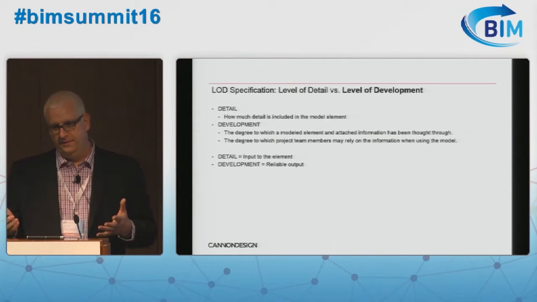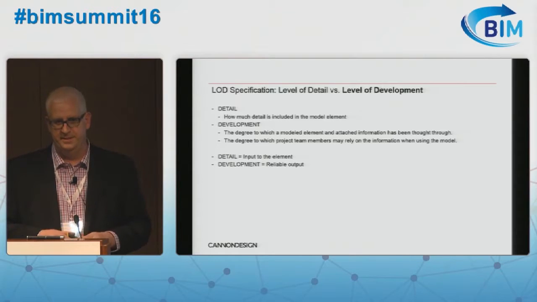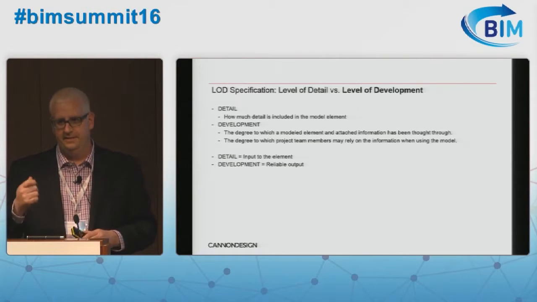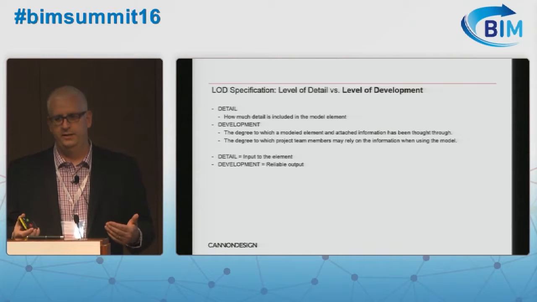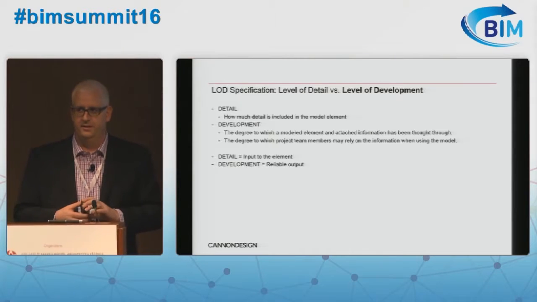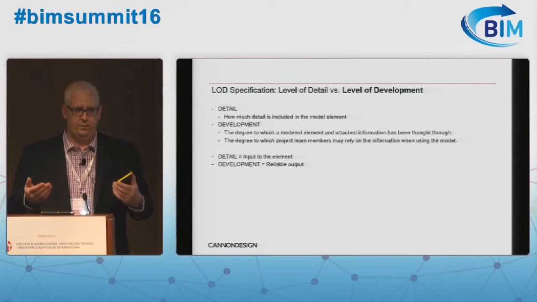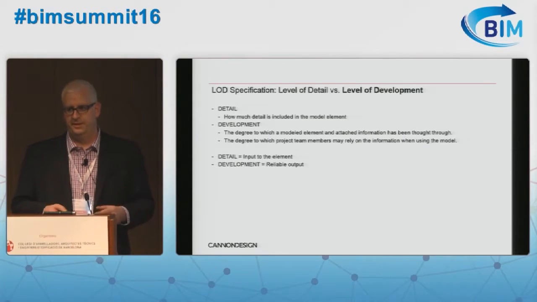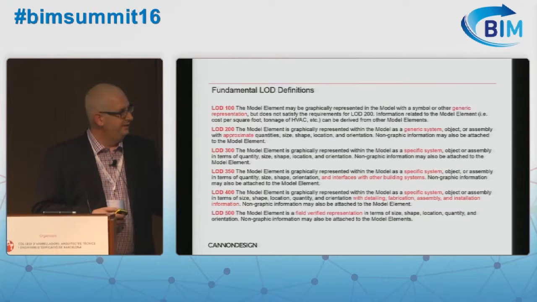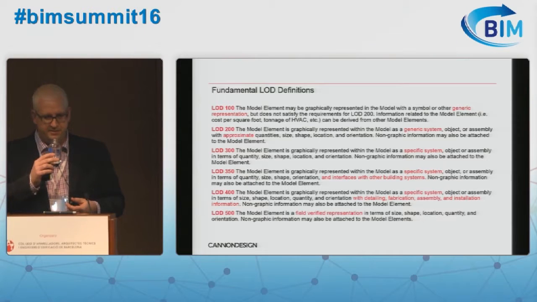There's a lot of different standards that are out there. Level of detail is a word that gets used in the US for the purposes of the LOD specification. It's development. And again, that development is based on the reliable output. Detail talks about the input into the document, the granularity to which something is modeled, but ultimately we're looking at how thought out is that model element and what can somebody use it for moving forward. Those are the big benchmarks that we're going for. And these are the fundamental definitions that are out there that go from 100 down to 500 that really set the basis across the board in the specification for how this information is to be used.